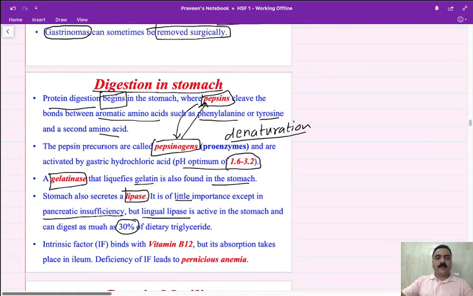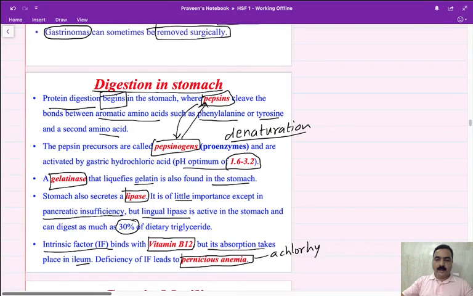Another thing that is produced in the stomach is what? The intrinsic factor, which binds with vitamin B12 and protects it. We have seen the role of vitamin B12, the megaloblastic anemia previously. The absorption of vitamin B12 takes place in the ileum. The autoimmune destruction of the parietal cell is what is referred to as pernicious anemia. So pernicious anemia will also be associated with achlorhydria. That means the hydrochloric acid is also not being produced.